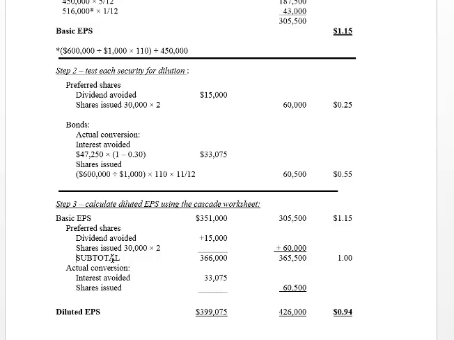So if we do a subtotal, what would our cumulative EPS be on a diluted basis? We'd have 366 divided by 365.5. That would give us about $1 a share. So you can see it's less than $1.15. So now we have a diluted position of $1 at this point. But we haven't finished. We have to now add in the bonds.